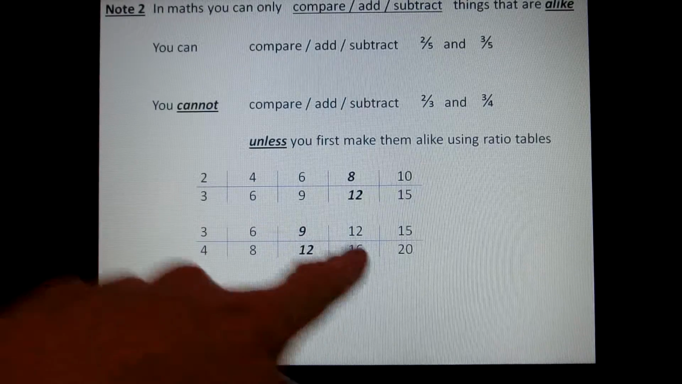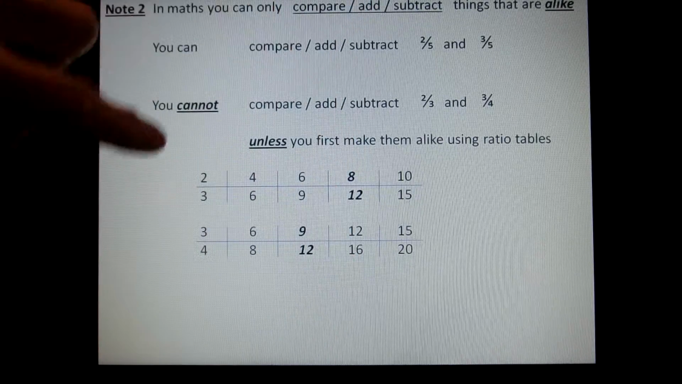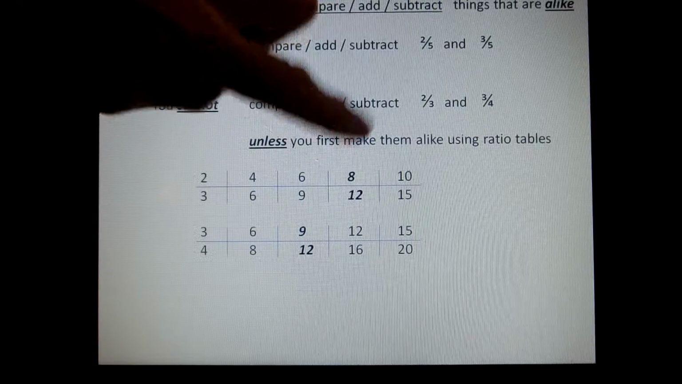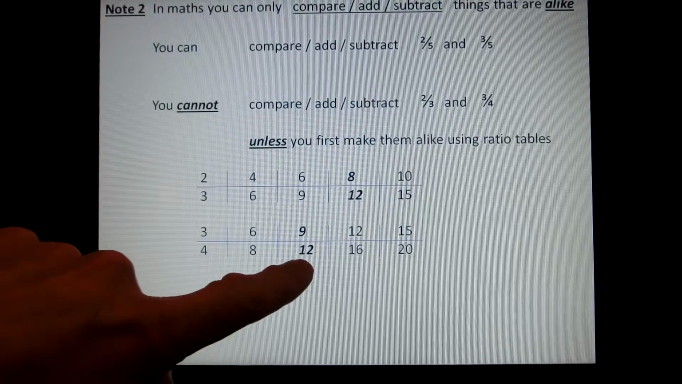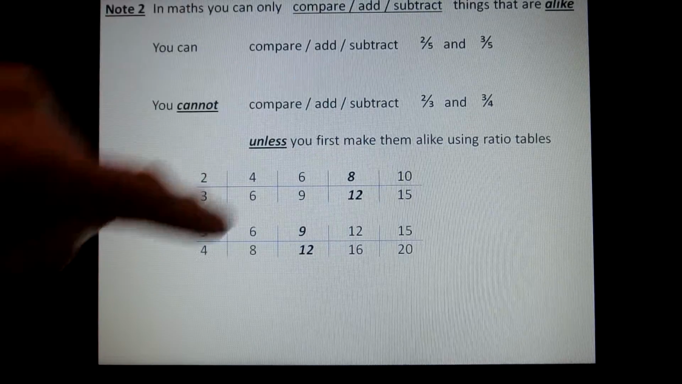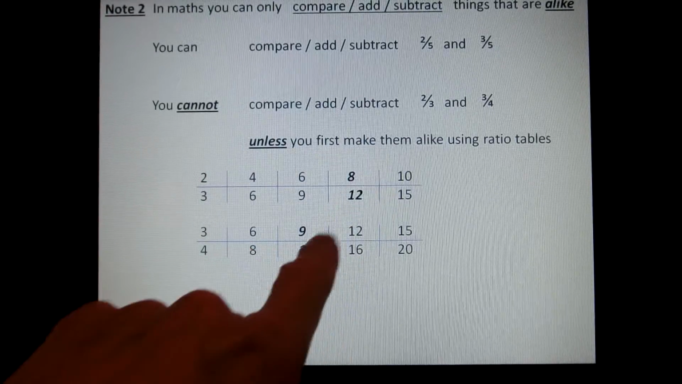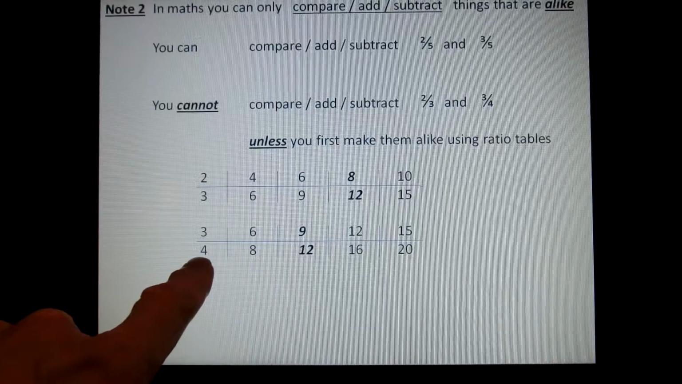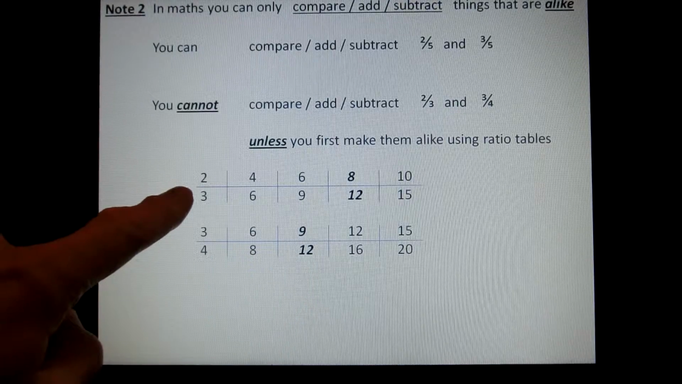So here in bold we have 8/12 and 9/12. So 2/3 is worth the same as 8/12. 3/4 is worth the same as 9/12. Now we know that that's the same as that and that's the same as that. It's now easy to see this one is greater. So 3/4 is clearly greater than 2/3.